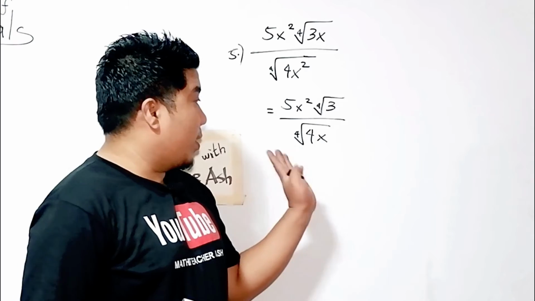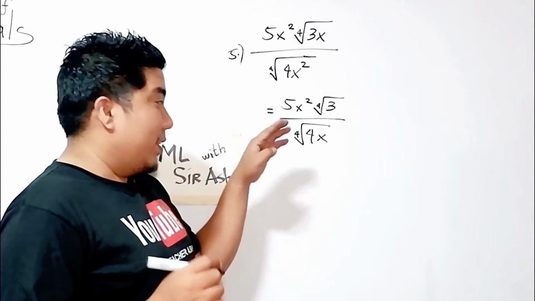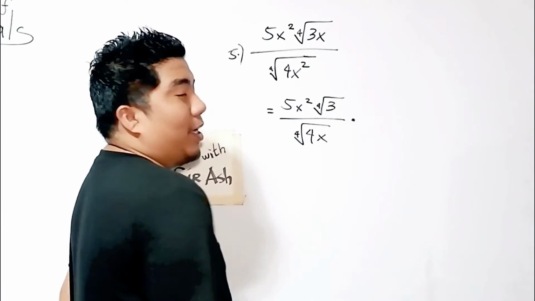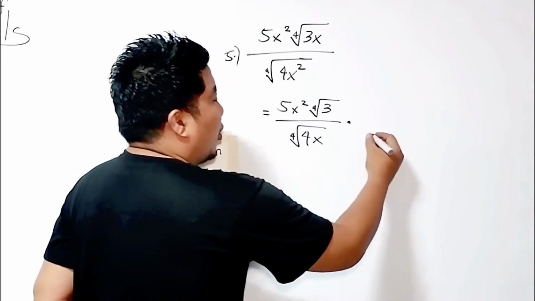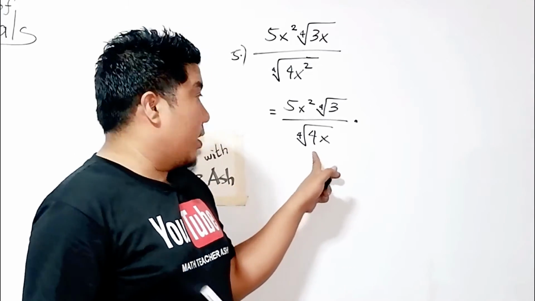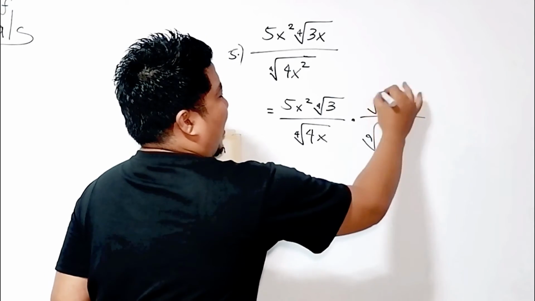Now, the question is, is this our final answer? Not yet, my dear math learners. Why? Because our denominator has a radical symbol. So, therefore, we need to eliminate it by using rationalization. So, what is needed by 4 to become a perfect power of 4? So, let's just write the fourth root.